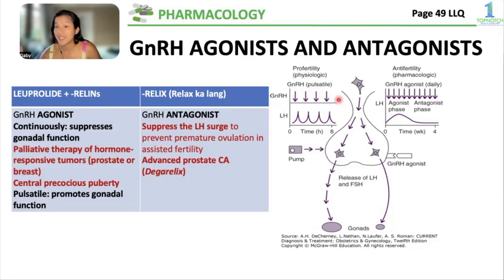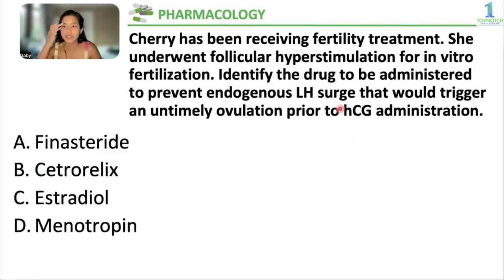So again, I cannot emphasize this enough. If it's given continuously, it's anti-fertility, ang agonist, even if agonist siya. But if you give it pulsatile, it is pro-fertility or physiologic. So let's answer some sample questions to really hammer that in. Cherry has been receiving fertility treatment. She underwent follicular hyperstimulation for IVF.